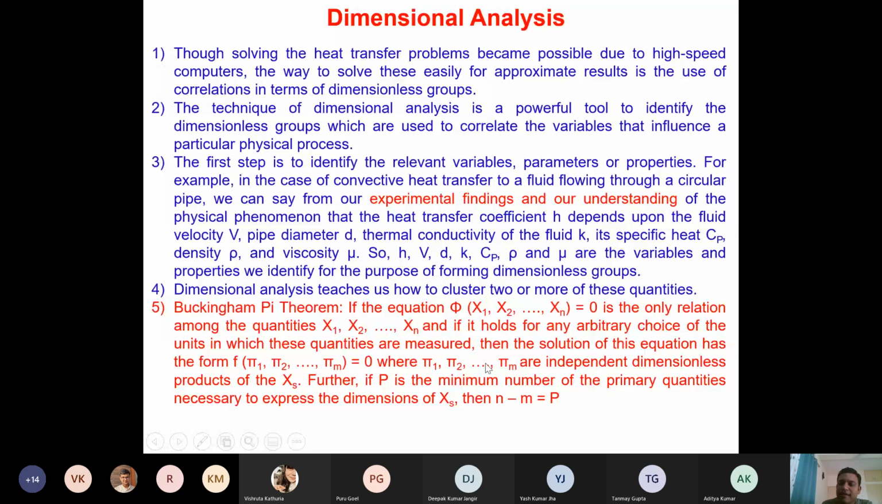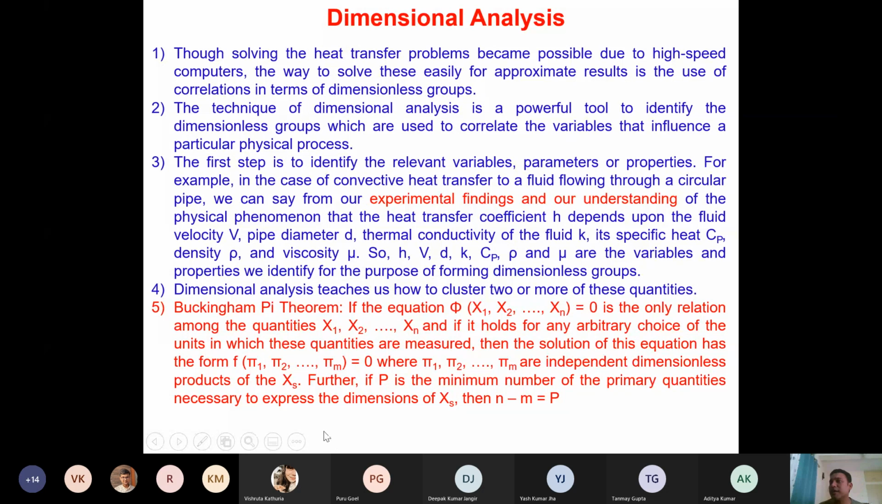So in such cases, the solution of this equation can be written as f(pi 1, pi 2, ..., pi m), where pi 1, pi 2, ..., pi m are the m independent dimensionless products of the x's. How many independent dimensionless groups we will have for a given system, we can identify directly by looking at how many principal or primary quantities are being used in that system.